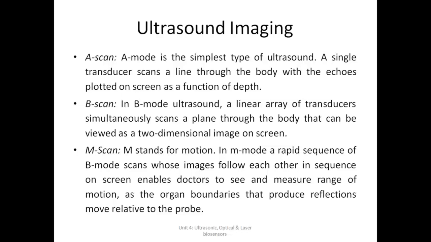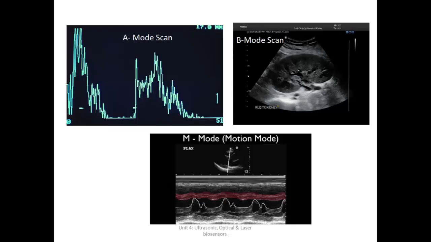Over here, this is actually multi-dimensional. M stands for motion. So it becomes a multi-dimensional thing, that is, multiple B scans are coming at every time instant. In a sequence, multiple B scans are being taken. That helps in measuring the range of motion, because there is a relative movement taking place. So we can incorporate the measurement of motion along with that.